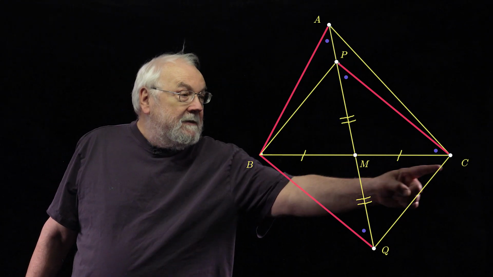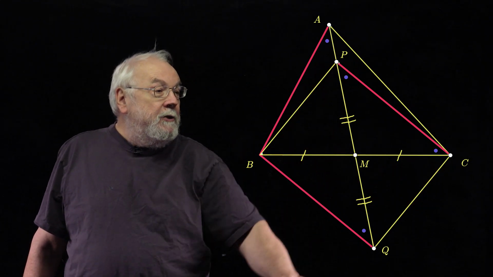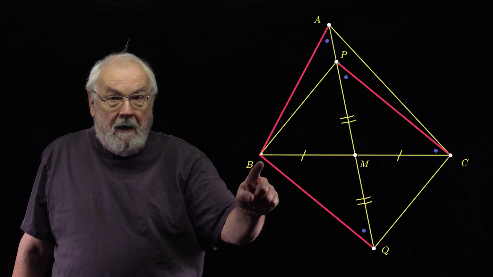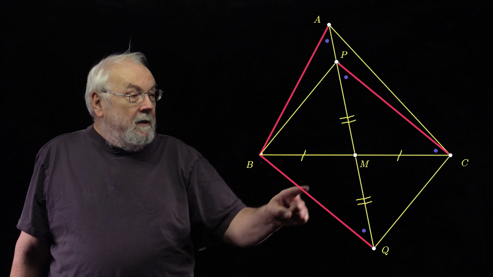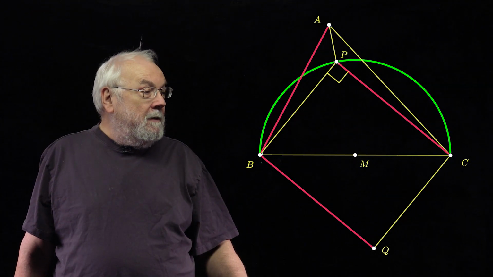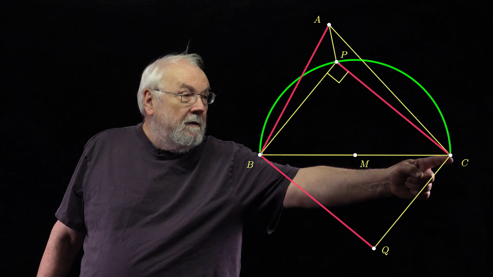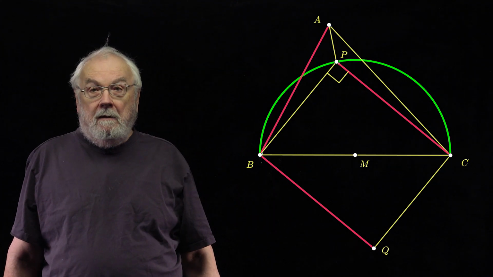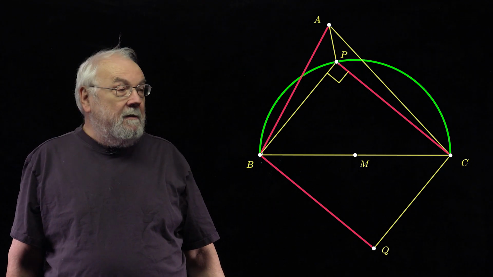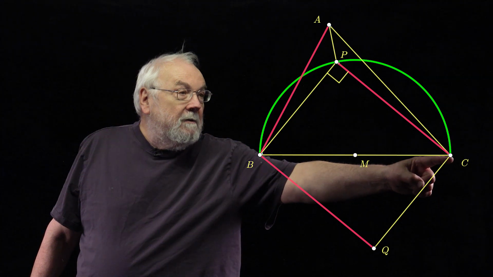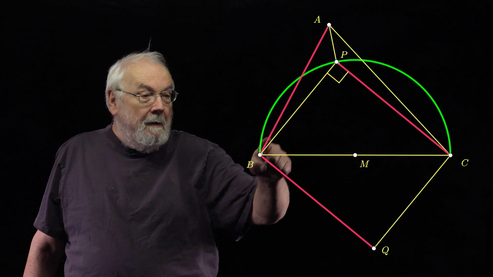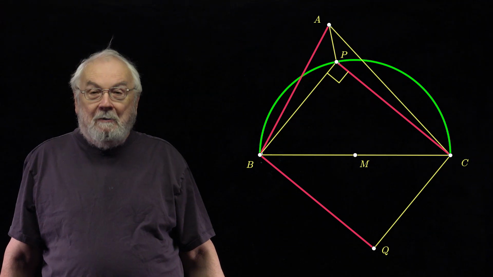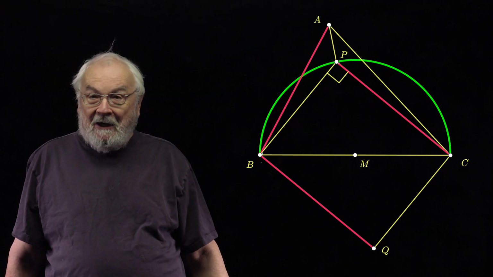So MC equals MP, but we knew that MC was equal to MB. So you can form a circle with center M, which passes through C, and it will pass through P and B. In turn, that will make the angle CPB an angle in a semicircle. And so it will be a right angle, and so we'll be done.